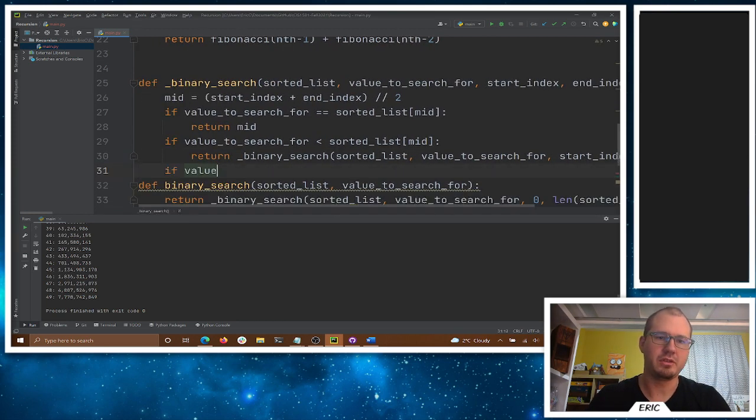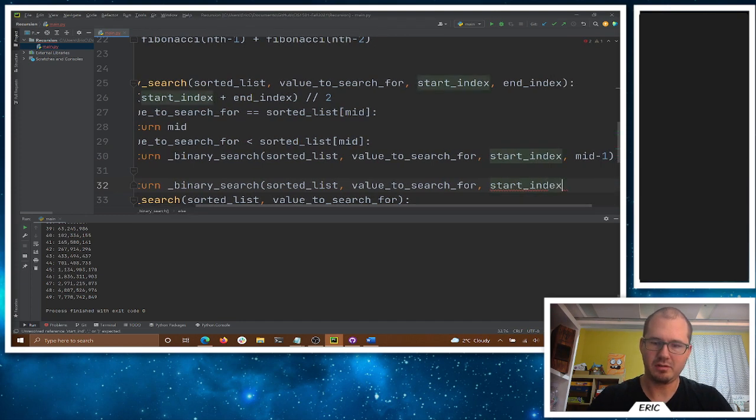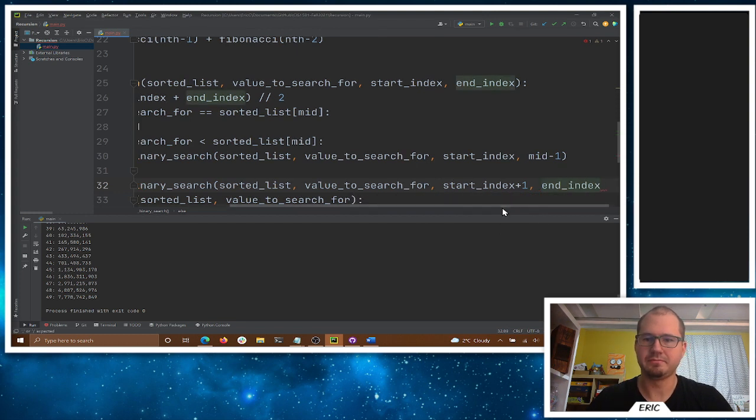Okay, and then if the value to search for is greater than the sorted list at mid, really, I guess this could just be an else here, because we know if it's equal, less than, and if it's not less than, it's got to be bigger than. So how about we just do an else? Let's make that an else to be easy here. We're going to do the same idea, but then the start will change. So it's going to be my start index plus 1 up to the end index. We'll search there.